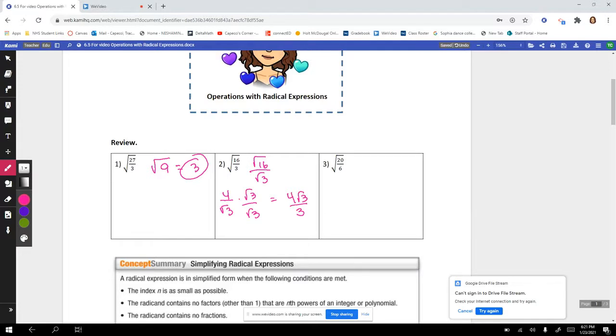So in number 3, we have 20 over 6. We can either split that there, or sometimes it's easier if I simplify that fraction first, then my numbers are a little bit lower to deal with. So I have the square root of 10 over the square root of 3. I'm going to rationalize my denominator. Remember, that means I'm going to make sure I don't have a radical on the bottom. And I end up with the square root of 30 over 3 as my final answer.